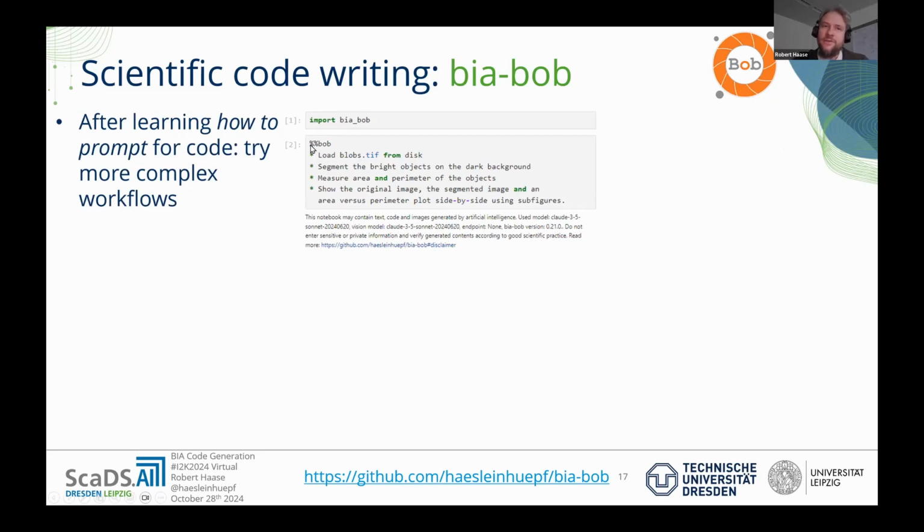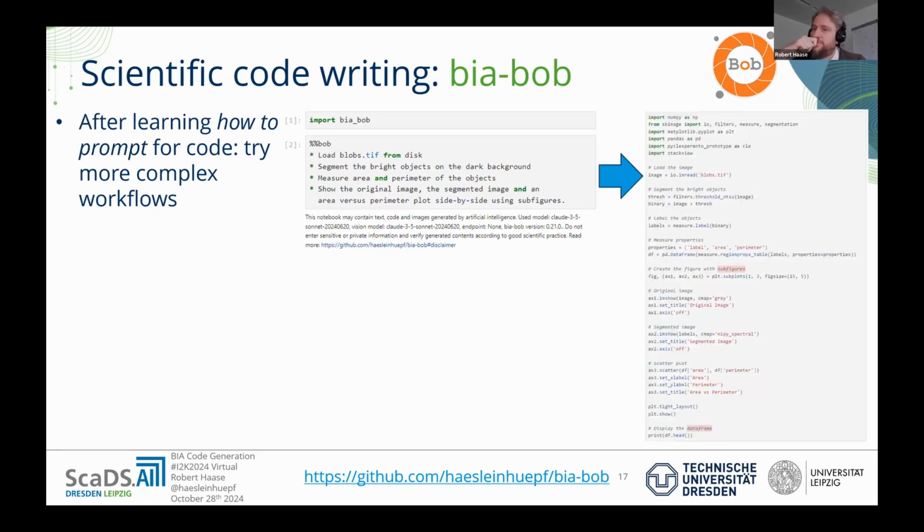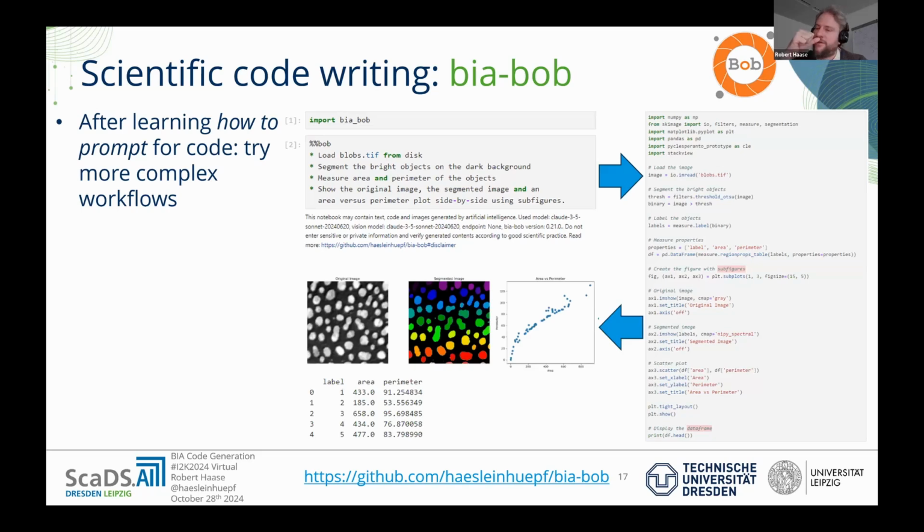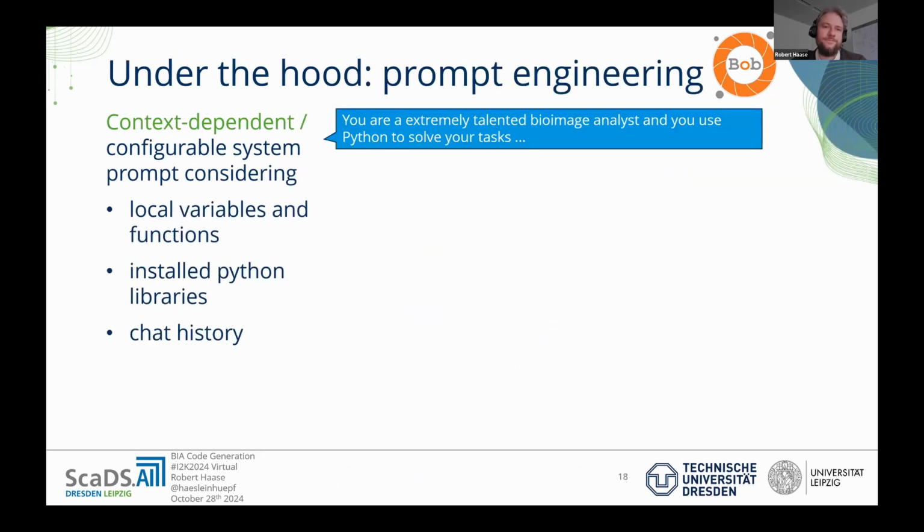So this time, I'm saying %%Bob because I want to have a multi-line prompt. And I now tell it: please load this image, segment the bright objects, measure area and perimeter, show the original image, the segmented image, and a plot of area versus perimeter side by side. And it will also produce this code. But you have to learn how to write these things in a step-by-step sense before you can assemble these longer prompts and get a successful result. Do not start with this complex story. Start with simple stuff. Also here, if you execute this code, you will then see a result like this.